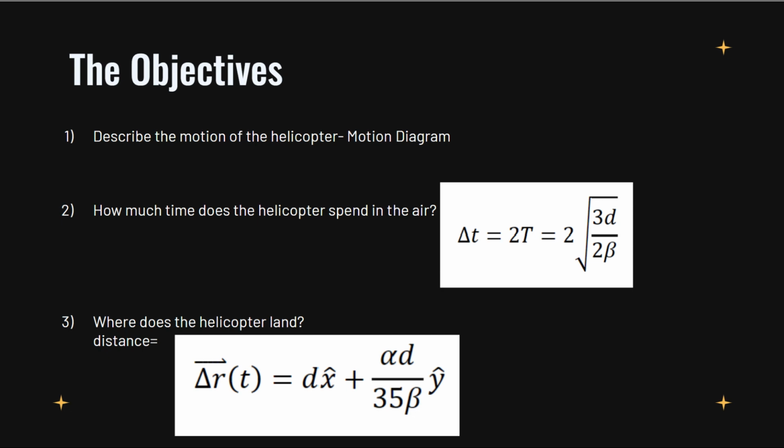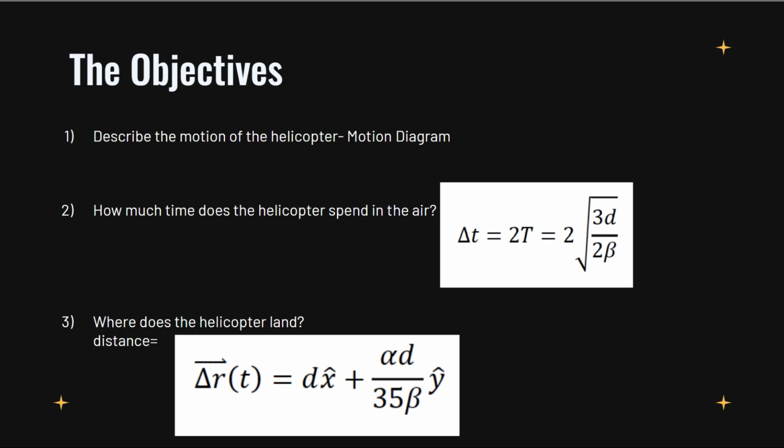The second objective was to find how long the helicopter is in the air. In the project video, this objective was answered with the change in time equaling 2t, which is simplified down to 2 times the square root of 3d over 2 beta.